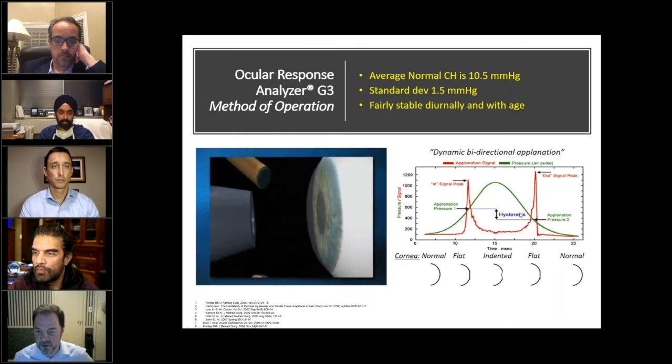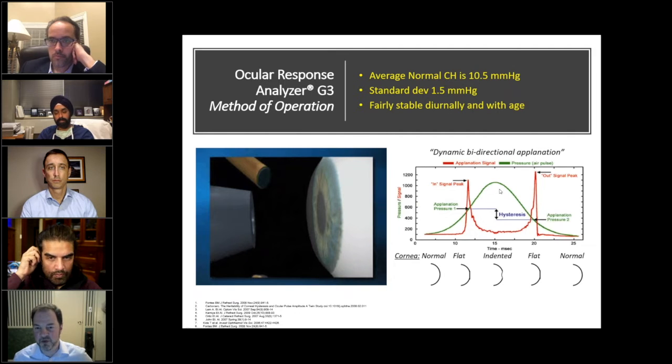The offset between the two pressure values that we obtain at those two applanation events is the hysteresis. If the cornea behaved like a spring, there would be no hysteresis and the cornea would flatten at the same point in time or at the same pressure on the way in and the way out. The offset is a result of the cornea resisting deformation.